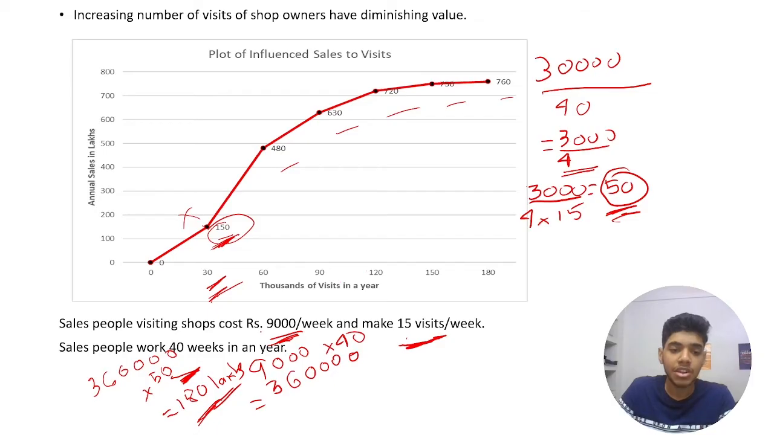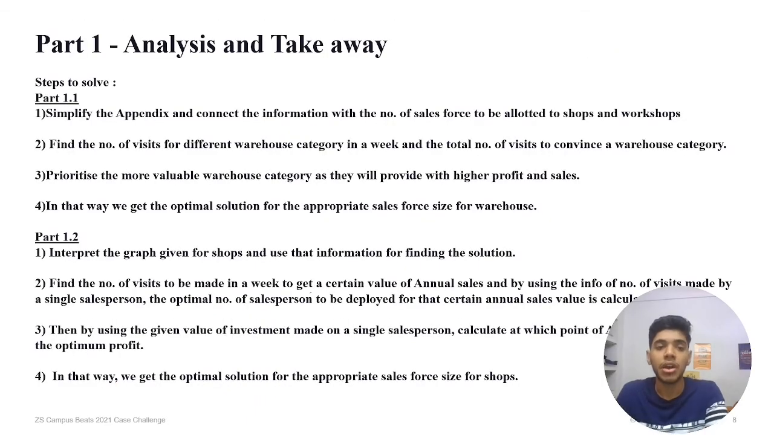And then we cross-check it with the amount of investment we make on salespeople by using this data, which in this case gives us a loss. And then we find, for all of these cases, where we get the maximum profit. That is the optimal number of salespeople we should send to shops to convince them. Now let's move on to part 2.